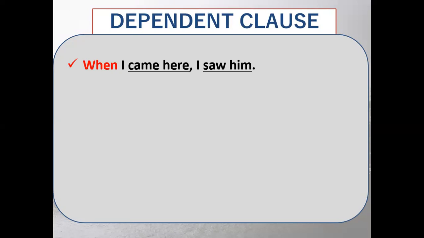When I came here, I saw him. If, rather than adding "I saw him," I just say "when I came here," it is not giving you complete sense, complete meaning. Here your meanings are not clear. So this part of the sentence is a dependent clause, because it needs some other part to complete its sense.